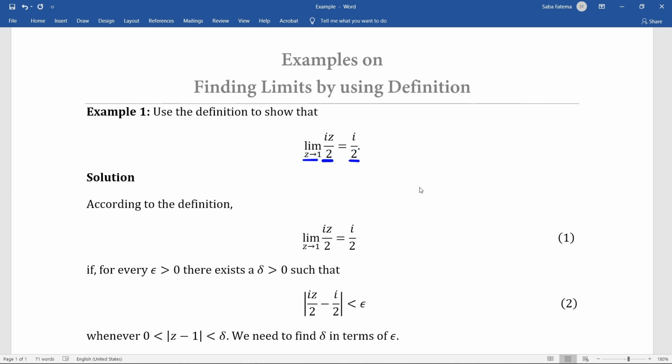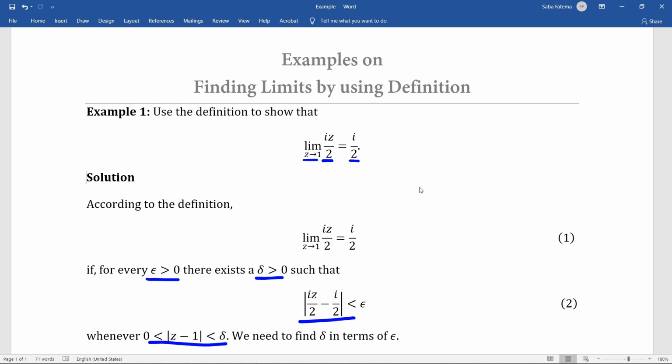Now, according to the definition, the given limit will be true if for every epsilon greater than 0 there exists a delta greater than 0 such that the absolute value of iz over 2 minus i over 2 is less than epsilon whenever z satisfies this condition, that is, the absolute value of z minus 1 is larger than 0 and less than delta.